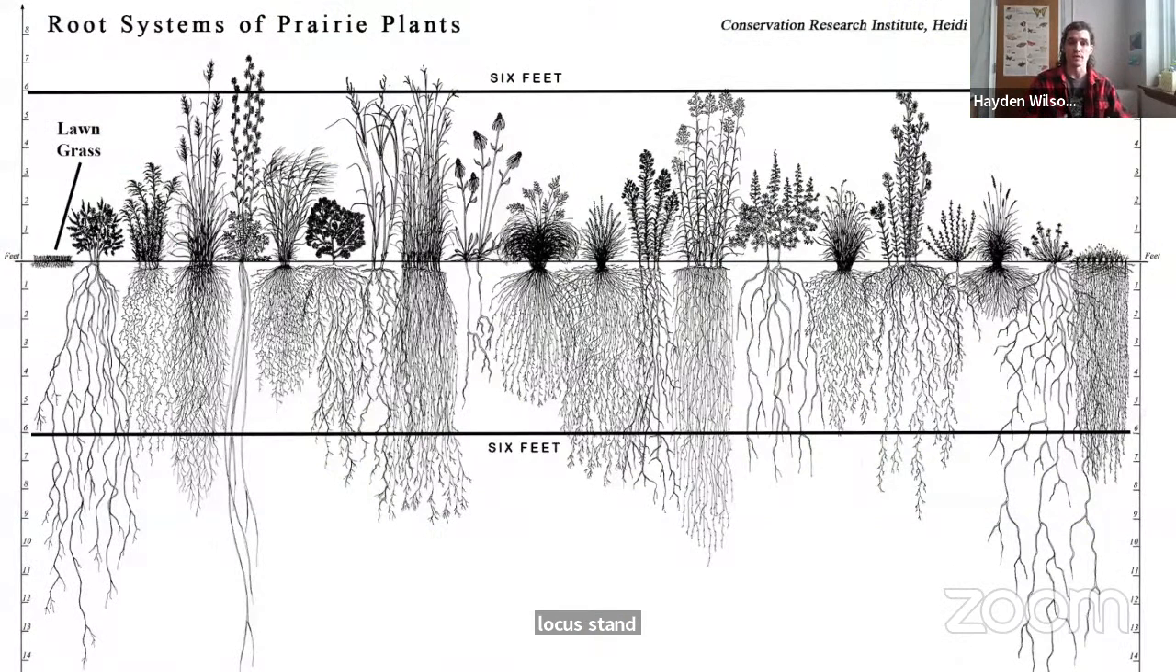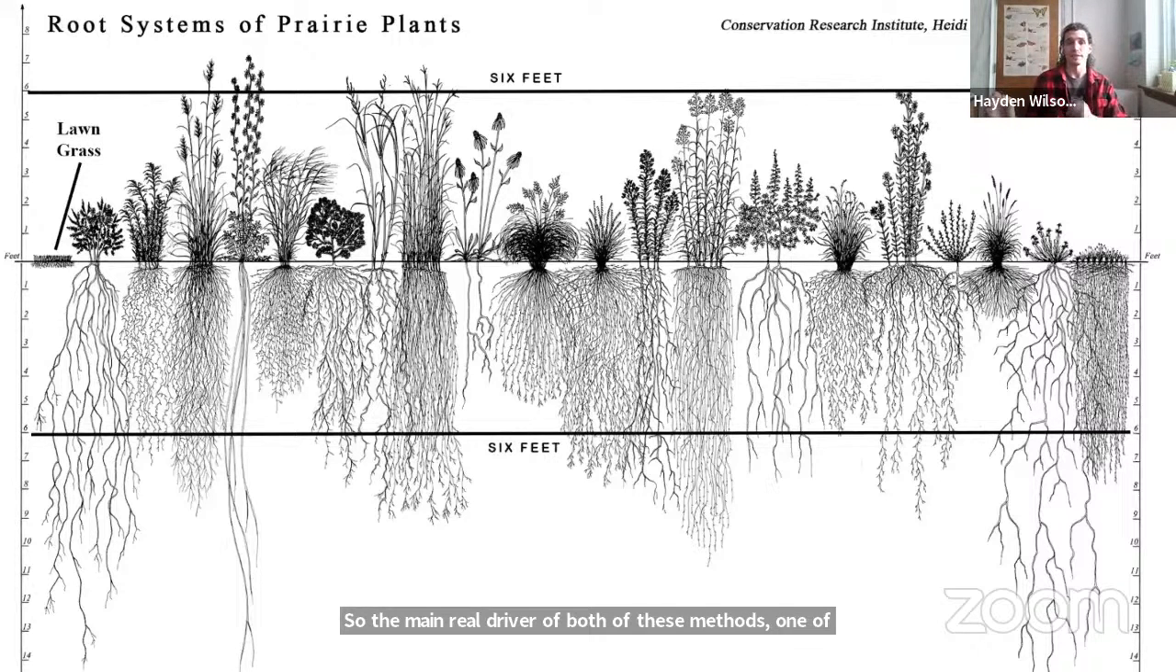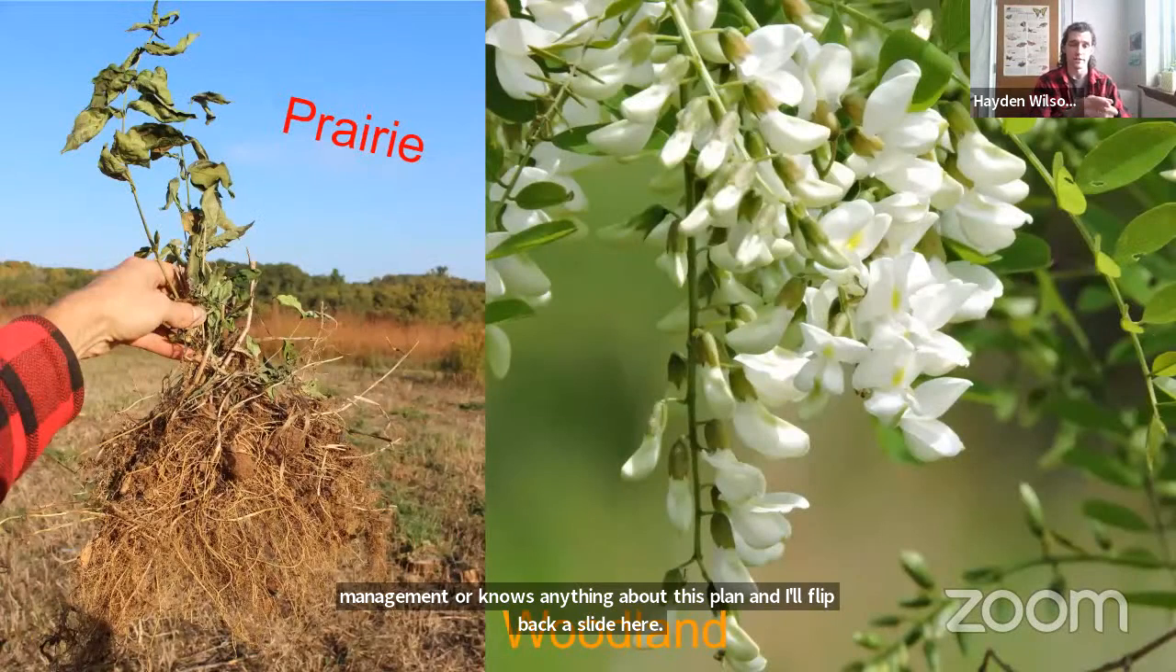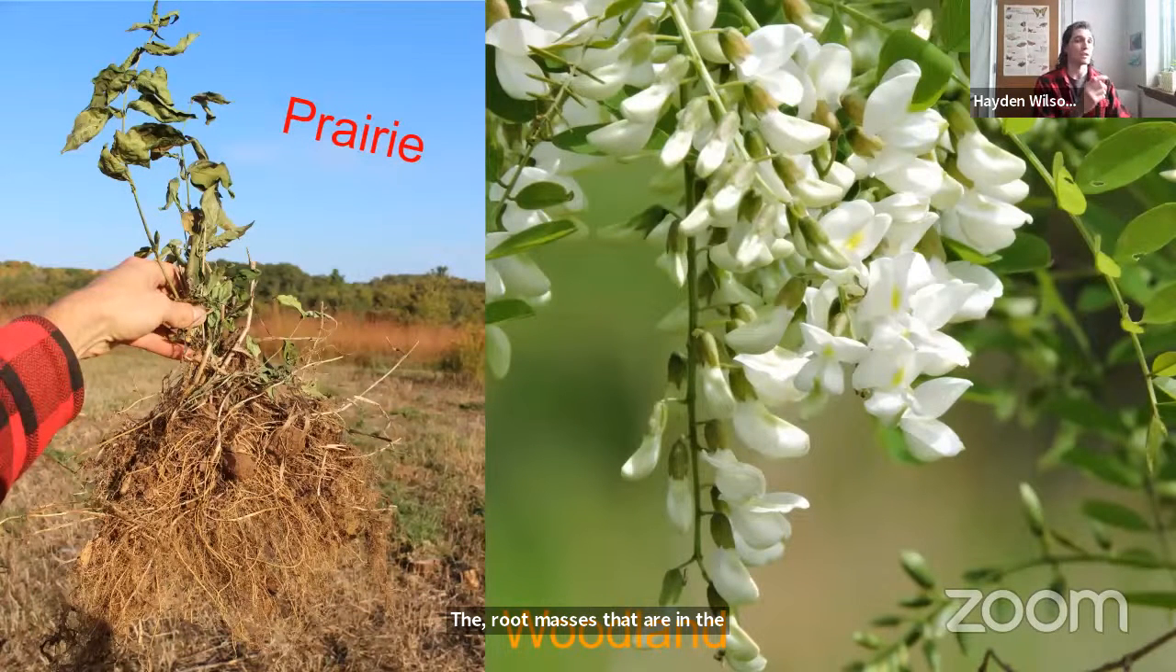So the main driver of both of these methods, one focused on native grasses and one focused on non-native grasses, is occupying as much soil space as you possibly can. For anybody who's ever done any dog strangling vine management or knows anything about this plant, and I'll flip back a slide here, the root masses in the photo on the left are incredibly dense. The more you cut them, the more you prune them, the more they spread, and you literally physically take up every inch of soil that's available to them. The root systems are relatively shallow depending on the soil system they're in, but they still really want to occupy as much soil space as possible. So our answer to that is to occupy more soil space than dog strangling vine if we possibly can.